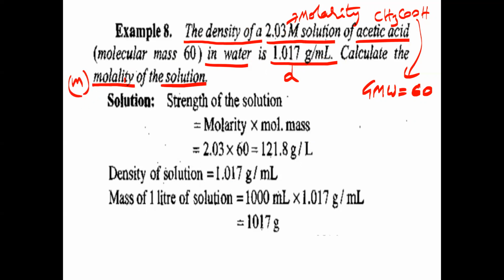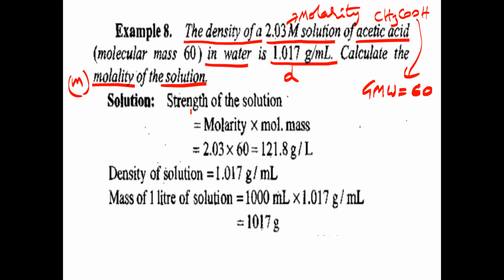Molality is the number of moles per kg. Molarity is the number of moles per liter. Molarity is given, density is given, and the gram molecular weight we know is 60. Then we have to calculate the molality. Now try to understand here.